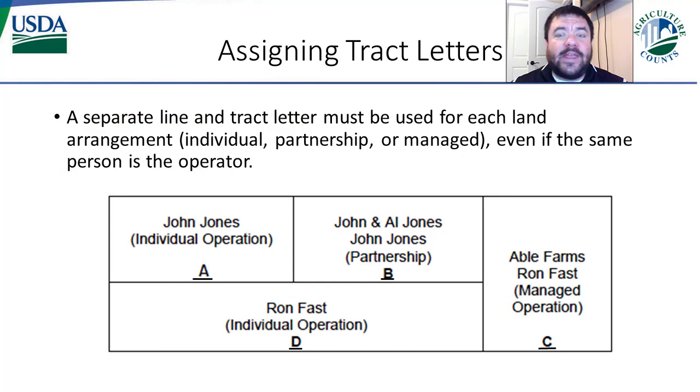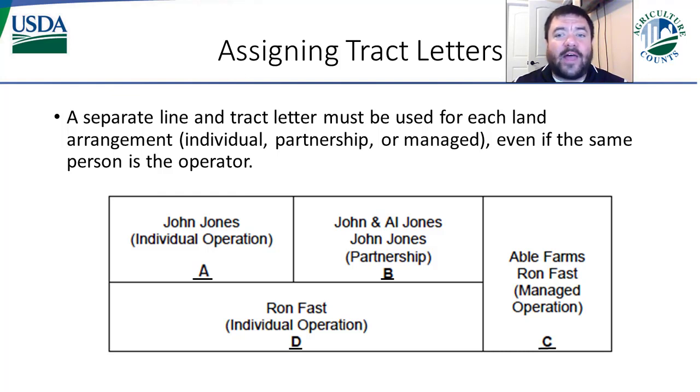Each operating arrangement needs its own tract letter. In this example, Ron Fast is operating both individually and as a manager for Able Farms. Since these are two different operating arrangements, they need two different letters, even though Ron is the contact for both. Thus, Able Farms would be assigned tract C, and Ron's individual operation would be tract B. When in doubt, as always, we would recommend you contact your supervisor, other experienced NASDA enumerators, your NASDA coordinator, and or the regional field office if further clarification is needed.